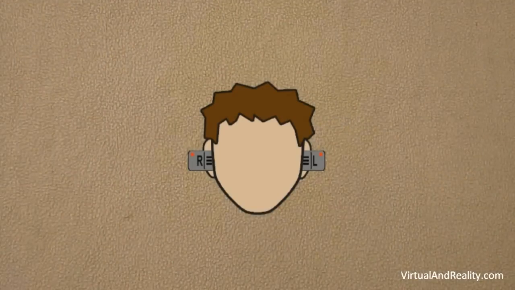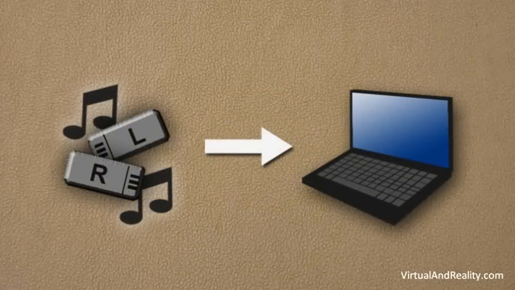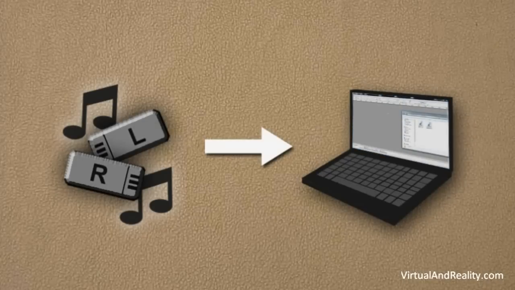So once you've finished recording, you should have two separate recordings. One from the left ear and one from the right ear. What you want to do now is copy those to your computer, make sure you name them left and right so you know which is which, and open up the audio editing software.